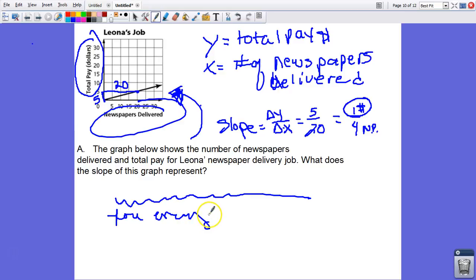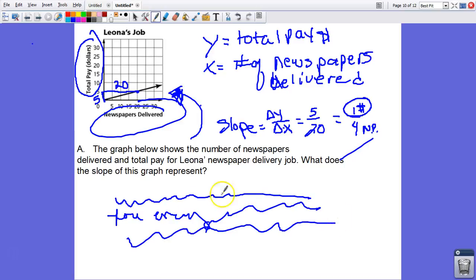Nope, that's not even true, right? For every 4 newspapers delivered, I make $1, or I make $1 for every 4 newspapers delivered, right? So finish writing that complete sentence down here, and that comes directly from what our slope is up here. Almost done, you guys.